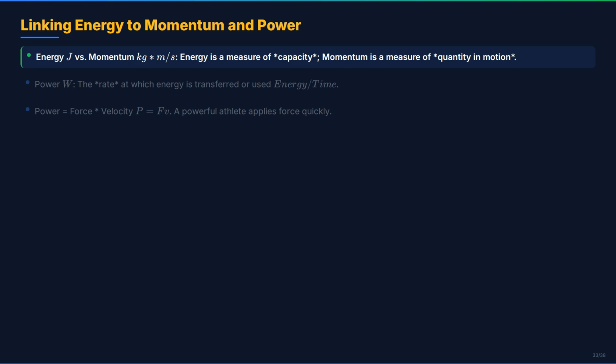Finally, let's talk about power. Power is the ultimate performance metric. It's energy per unit time. If two people lift the same weight, the one who does it faster has more power. Think of a sprinter versus a weightlifter. The sprinter has much higher power, even though their peak force might be lower. Understanding power helps us analyze efficiency and performance in everything from engines to human muscles.